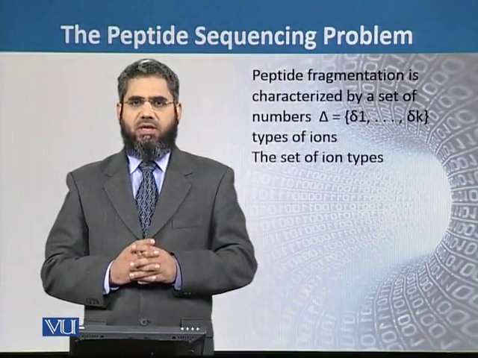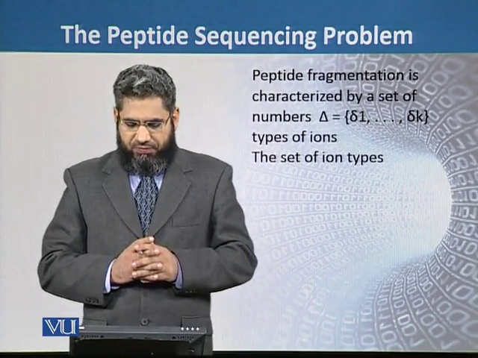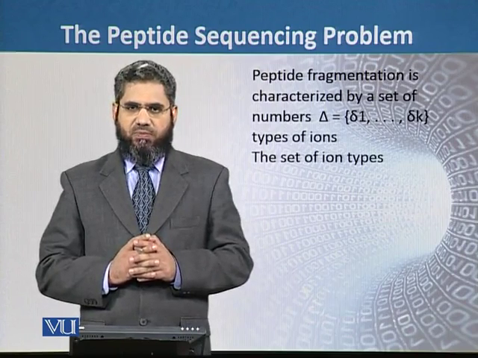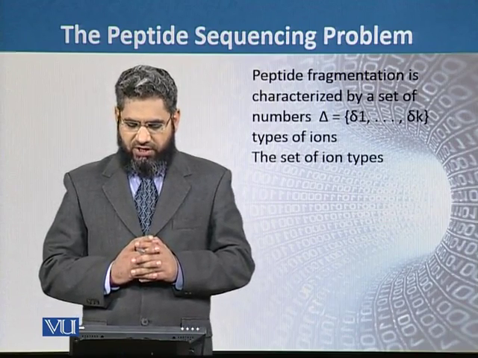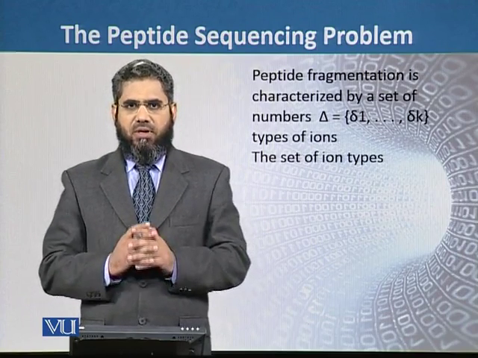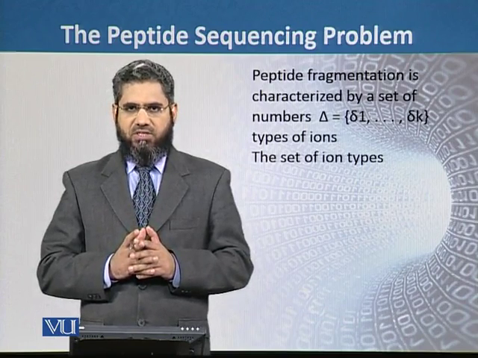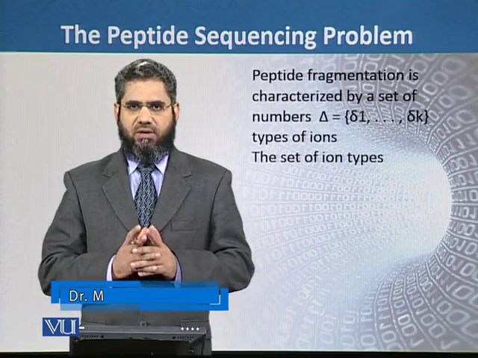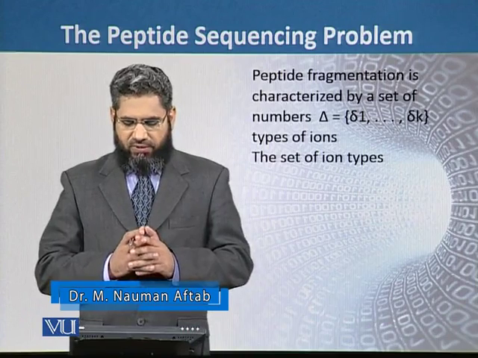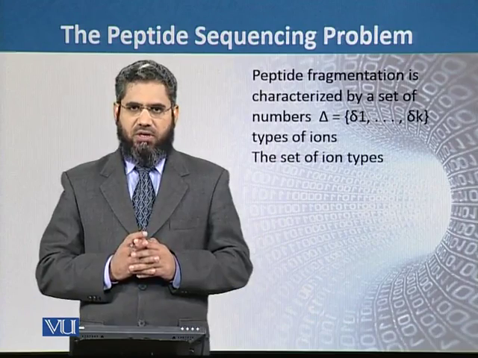Peptide fragmentation in a tandem mass spectrometer is characterized by a set of numbers that we denote delta, equal to delta 1 up to delta k. And these deltas correspond to the type of the ions that are released when the small peptide is converted into small fragments in the mass spectrometer. So these deltas represent the type of the ions, and they are called the ion types.